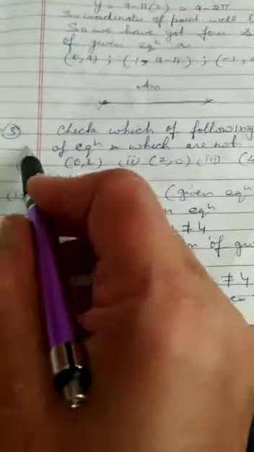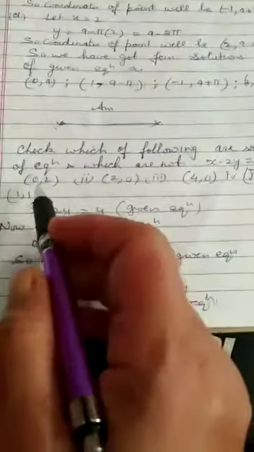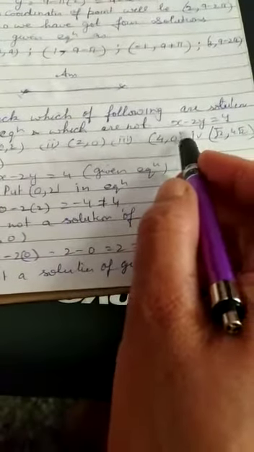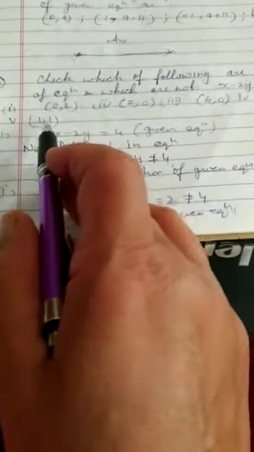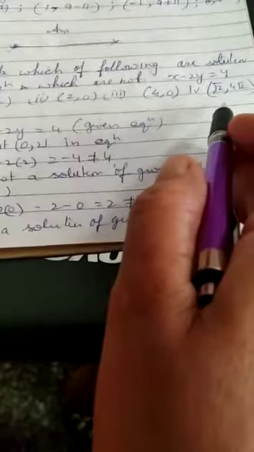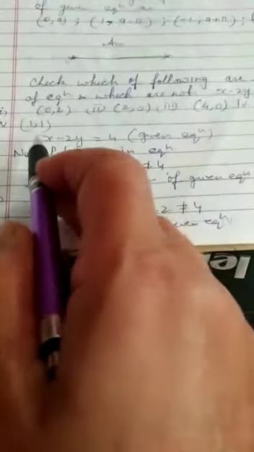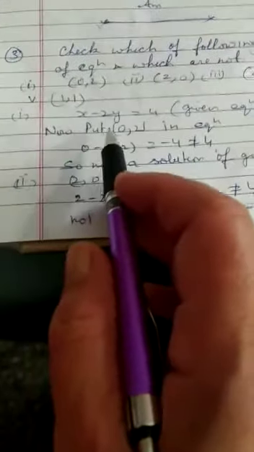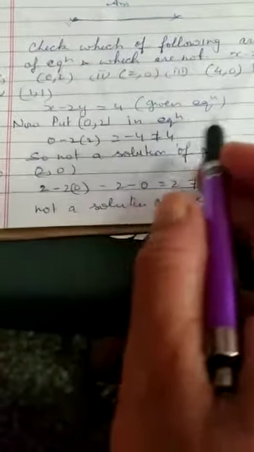Then I'm going to question number 3. Check which of the following are solutions of the equation and which are not, for the equation x minus 2y is equal to 4. Now here the solutions are given. See, 0, 2; 2, 0; 4, 0; square root 2, 4 square root 2; and 1, 1. We are to find which of these is the solution of the equation. For this purpose, we will write the equation first. It is x minus 2y is equal to 4.